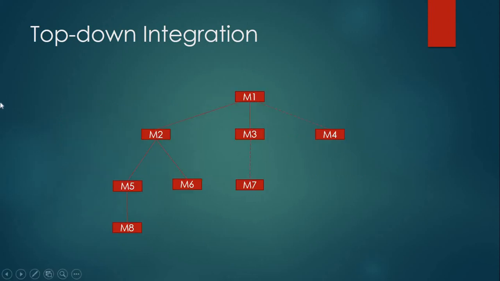This is the figure for the top-down strategy. Here we have module 1, and after it we have module 2, module 3, module 4. Module 2 has modules 5 and 6, and module 5 has module 8. So this is the connection between these modules. This is the main program M1 and these are the subprograms M2, M3, M4. In the top-down strategy, testing starts from the main program.